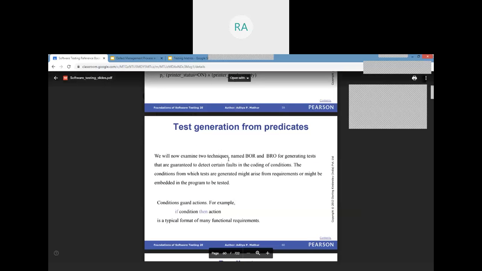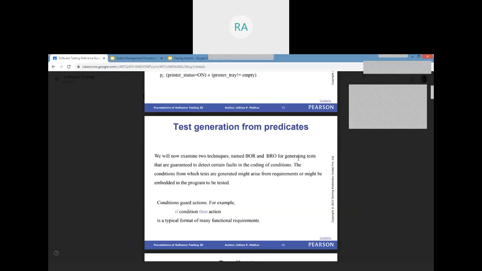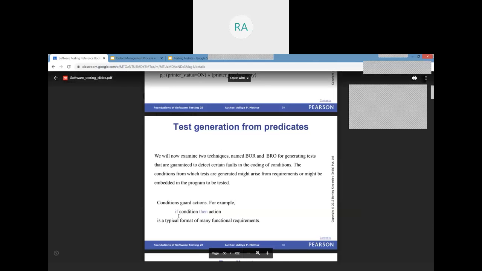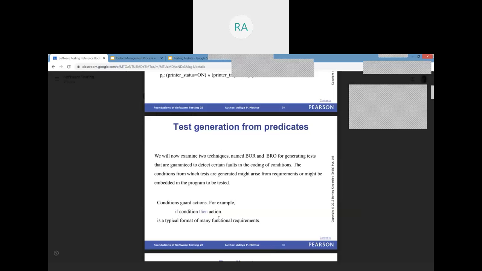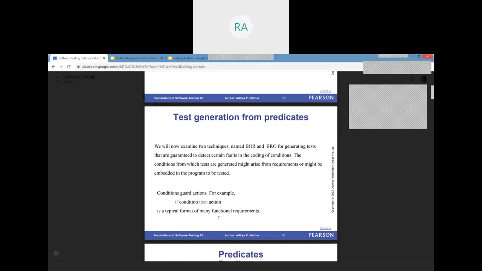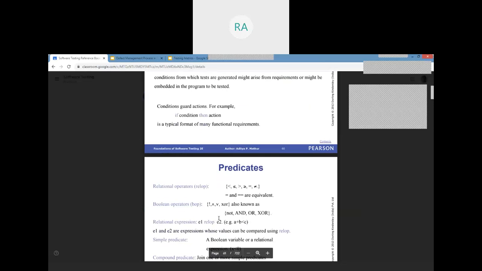Now there are two techniques, BOR and BRO, for generating the test cases. So condition, guard, action: they have told, if condition then action. This is a typical format always. That is functional requirements. How can I write predicates now? By making use of relational operators, Boolean operators and relational expressions.